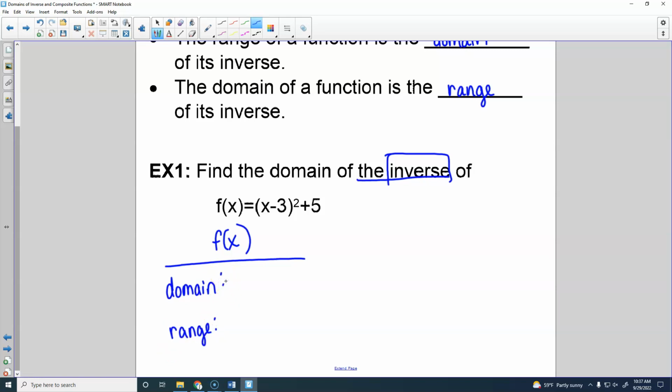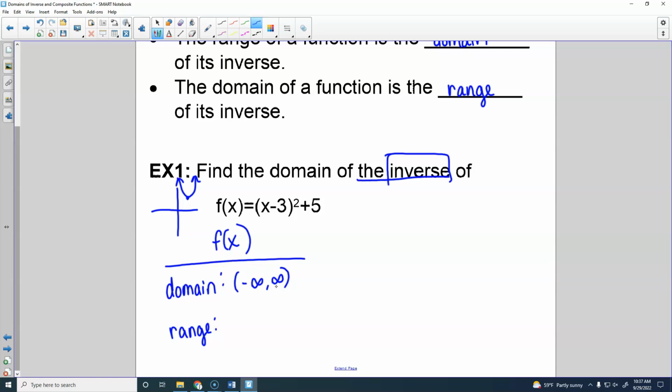All right. So for this domain, this is just a quadratic, right? It's a quadratic. It has been moved to the right 3 and up 5. So it's going to look something like this, right? As far as domain x values, what is our domain for that function? Negative infinity to positive infinity.